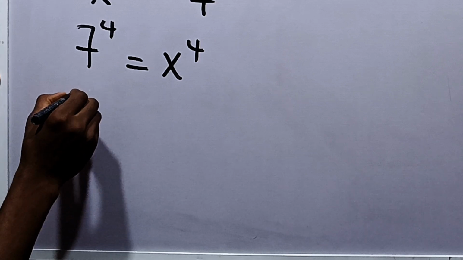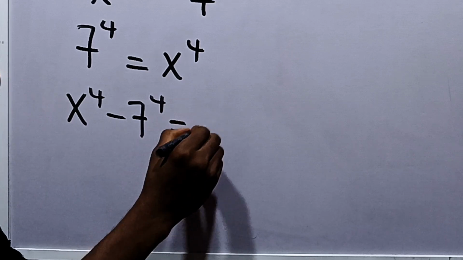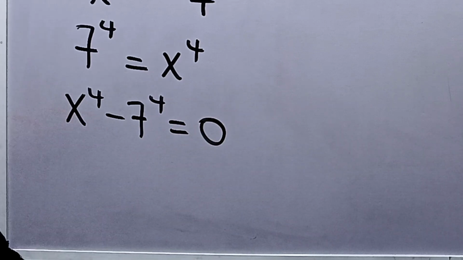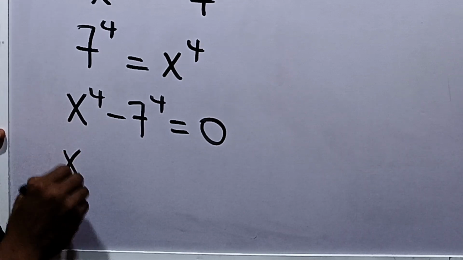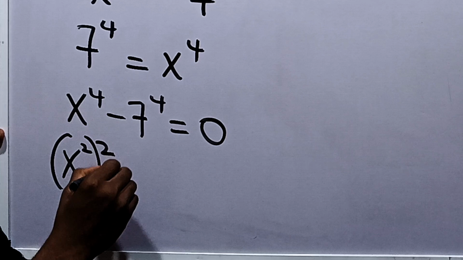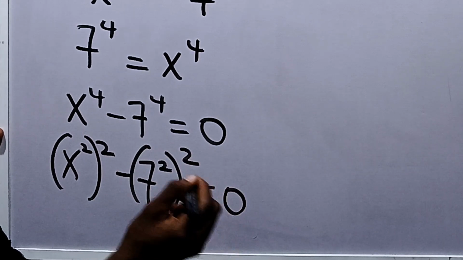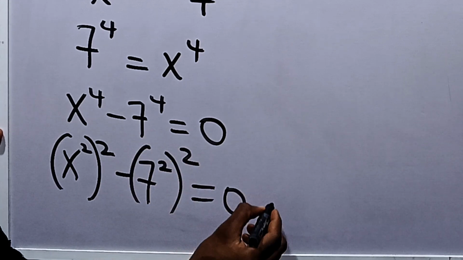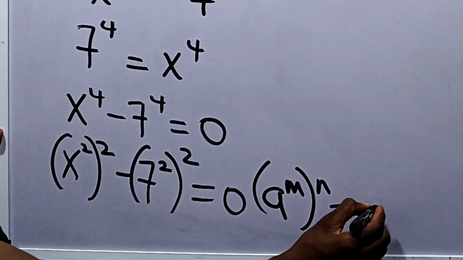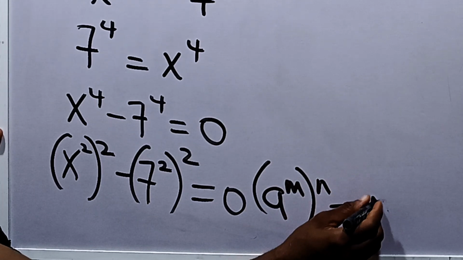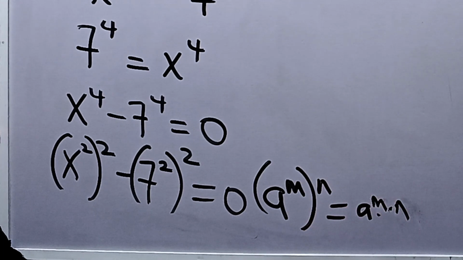So we have that. You can write this as x raised to power 4 minus 7 raised to power 4 is now equal to 0, okay? Now, moving on from here, let's now say that we can re-express this as x raised to power 2 all raised to the power of 2 minus 7 raised to the power of 2 all raised to the power of 2 is equal to 0. And which law is this? The law we use here is the law that states that a raised to power m all raised to the power of n equals a raised to power m multiplied by n, alright? So this is the law we are using here.